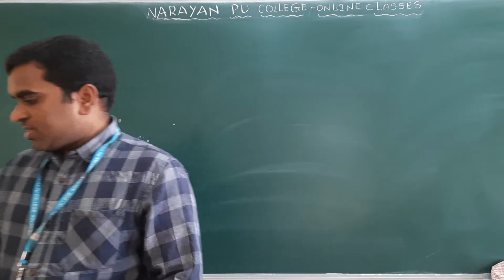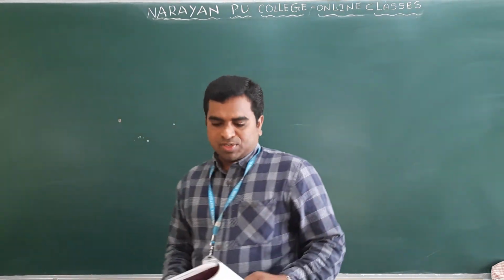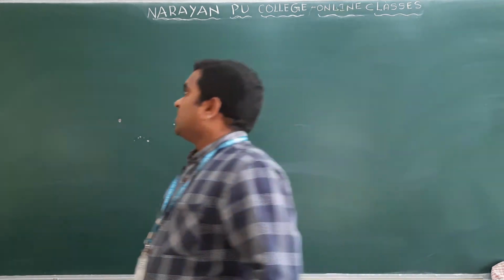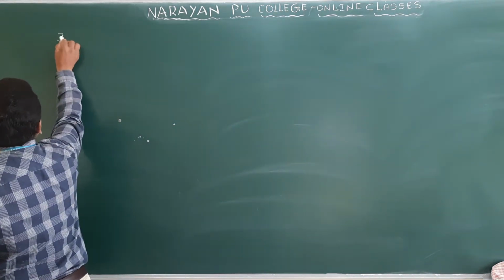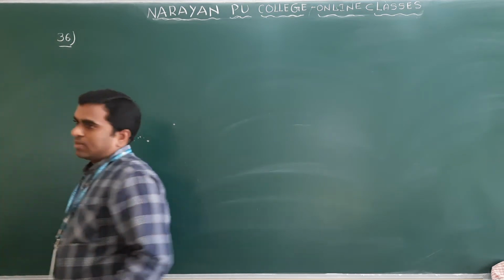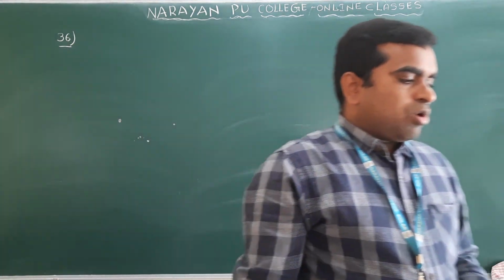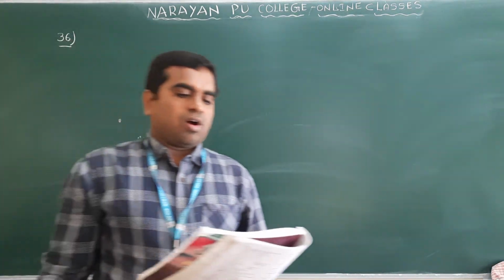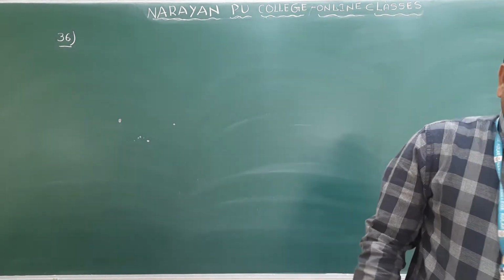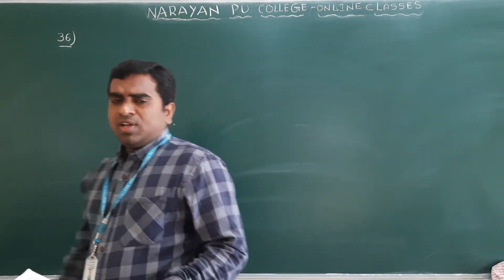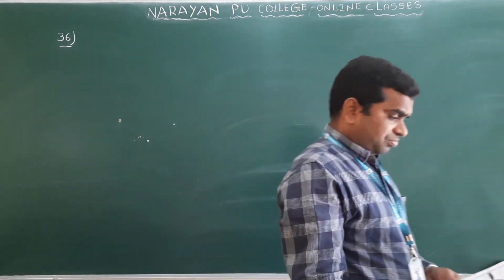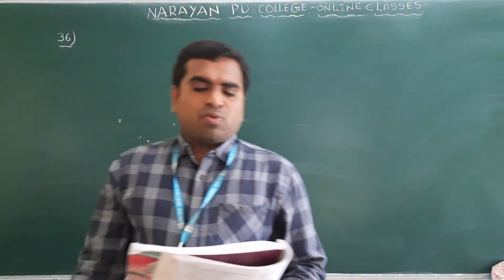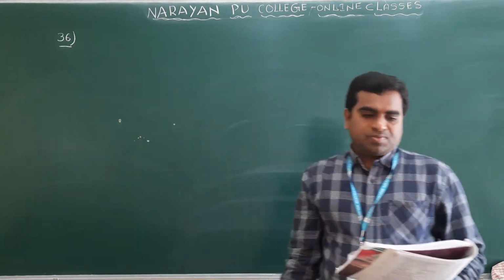So in the last video we discussed up to the 35 questions in level 2, and today we will discuss the remaining questions here. Clear? See question number 36. Which amongst the following reactions cannot be used for the preparation of halogen acids? Halogen acids means HCl, HBr, HI. So which of the following reactions cannot be used?